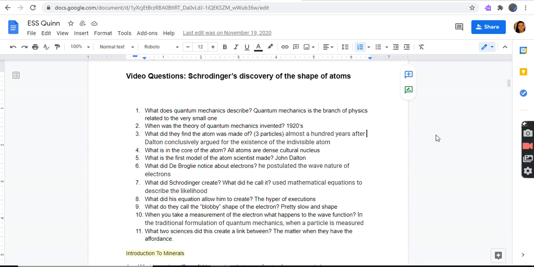What did Schrodinger create? What did he call it? He used mathematical equations to describe the likelihood. What did his equation allow him to create? The wave functions. What do they call the blobby shape of an electron? When you take the measurement of the electron, what happens to the wave function? In a traditional formulation of quantum mechanics, when a particle is measured, what two sciences did it create a link between?